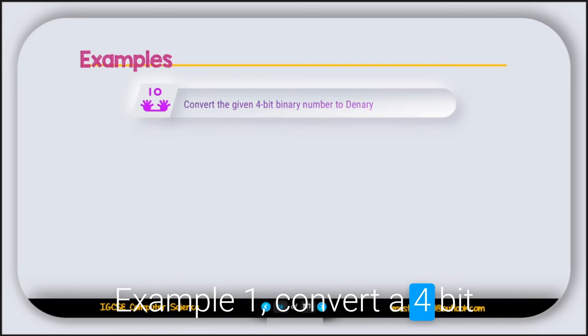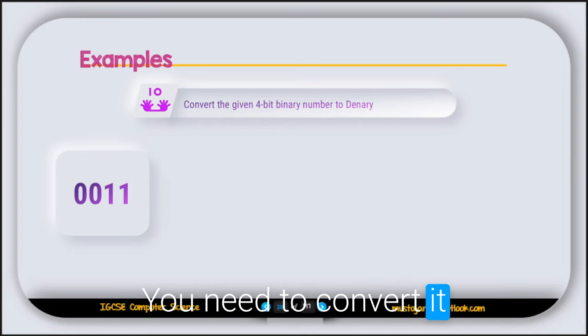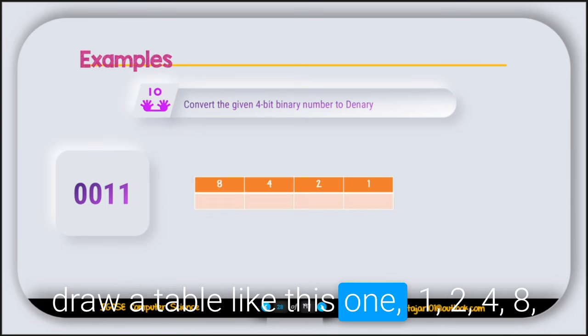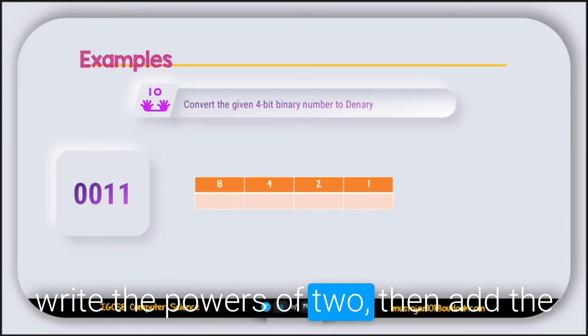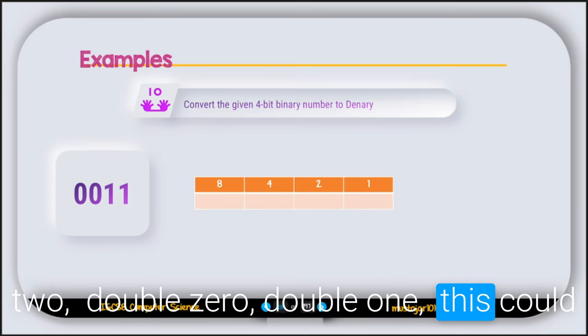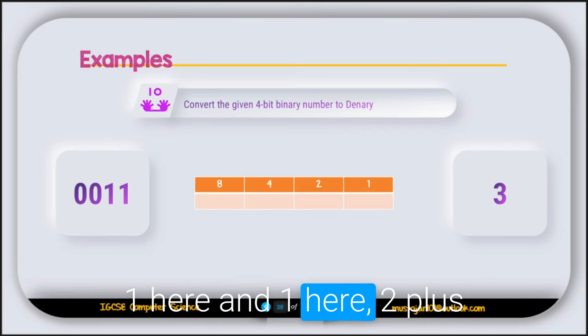Example 1, convert a 4-bit binary number to Denary. This is the 4-bit binary number. You need to convert it to a Denary number. Step 1 is simply to draw a table like this one. 1, 2, 4, 8. Write the powers of 2. Then add the numbers underneath the powers of 2. 0011. This is 3 in Denary because we have 1 here and 1 here. 2 plus 1 is 3.